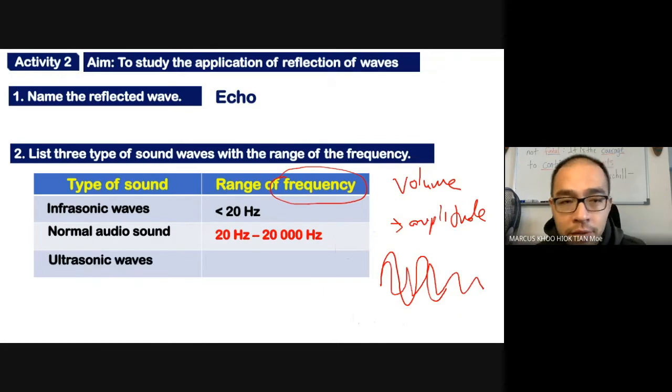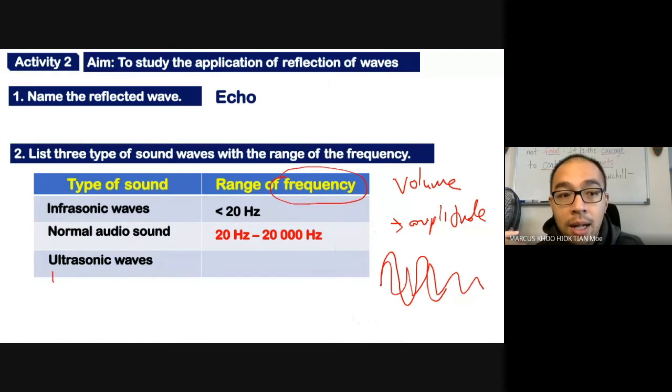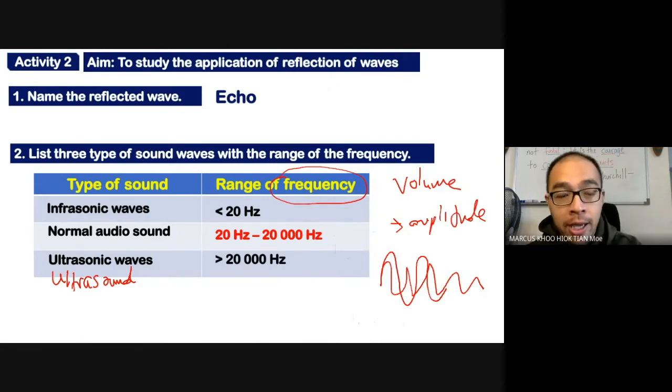Now after that, above the normal audio sound is what we call ultrasonic waves, otherwise known as the ultrasound. If you ever worked in a clinic before, or if you have any experience with scanning, you will hear that there's ultrasound. Ultrasound is sound that is above 20,000 hertz. These are usually frequencies that dogs can hear. Dogs can hear beyond what humans can hear. We can hear up to 20,000 hertz. They can even hear higher pitches.